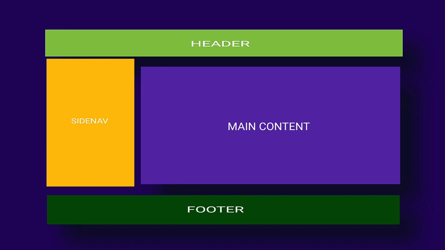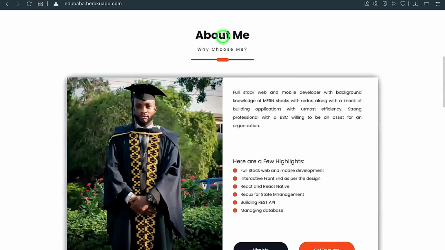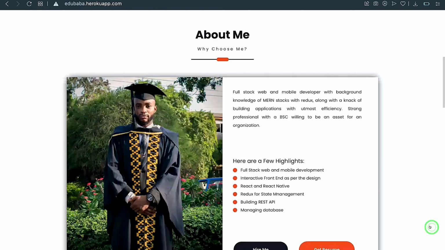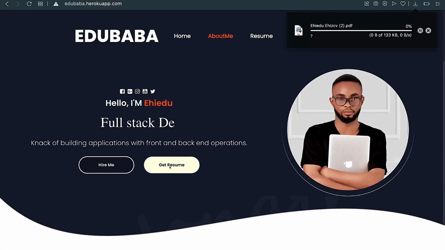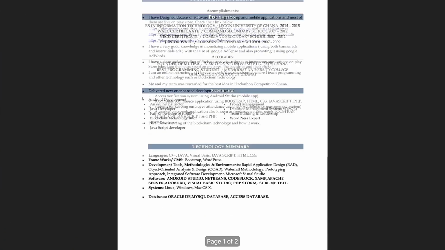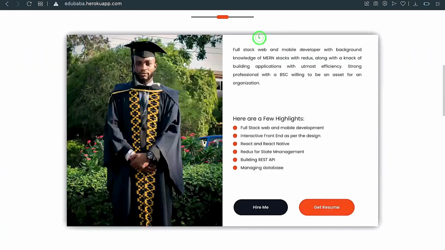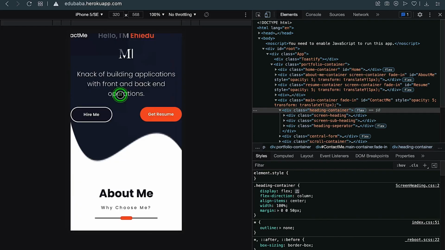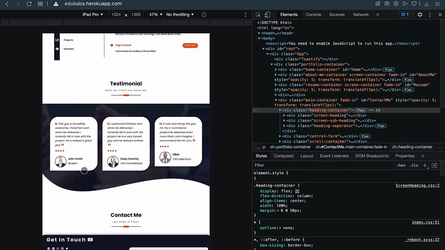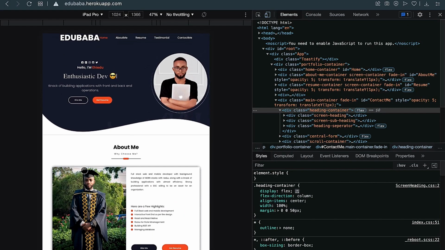Alright, so let me make it clear now. Take a look at this portfolio website. And for sure, this is another big project that we are going to build in this course. Now, let's understand the structure and how it was built.